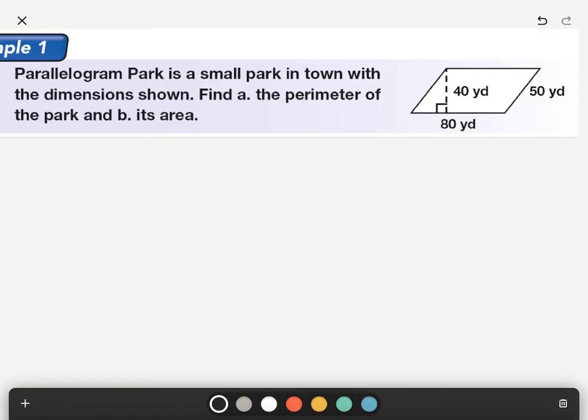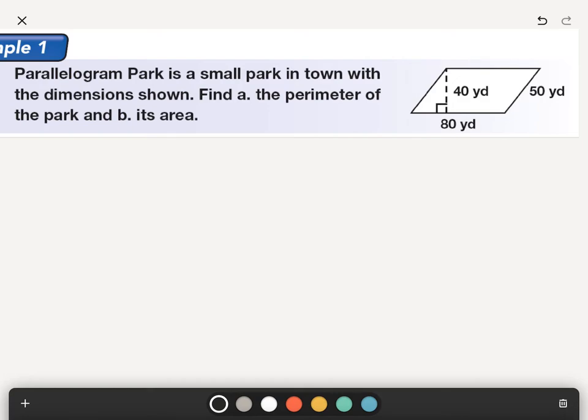Okay, moving along. We have a lesson to do right now. Parallelogram Park is a small park in town with the dimensions shown. That is small. Find the perimeter of the park and the area. So the perimeter, I will give you a moment to do that, because you'd better be able to get the perimeter. You should definitely be done with that. It's really just mental math. Not exactly advanced calculation, is it?